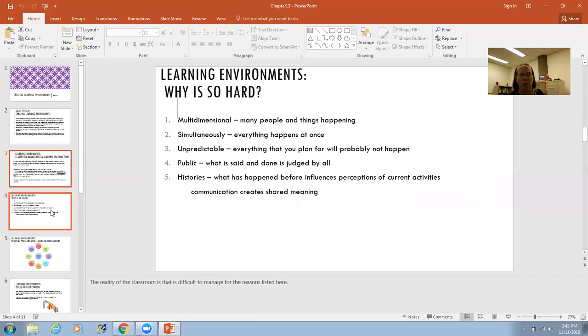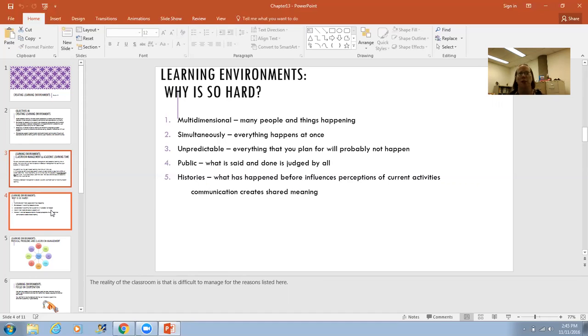So multidimensional and simultaneous. They are also unpredictable. And I will say this, everything you plan for will probably not happen. You think it's going to be very structured, in terms of, I have my lesson plan laid out and you think it's going to go this way, and then your students just throw a wrench in it.